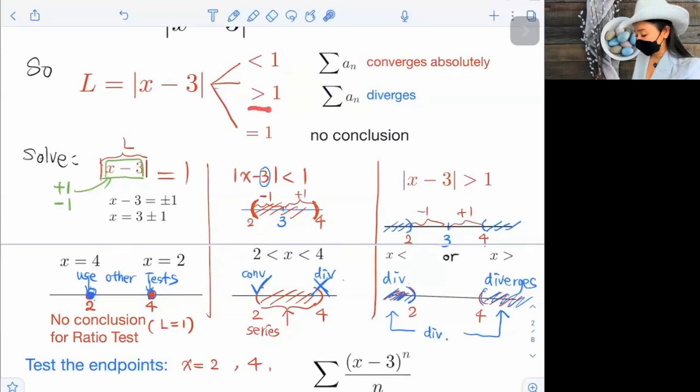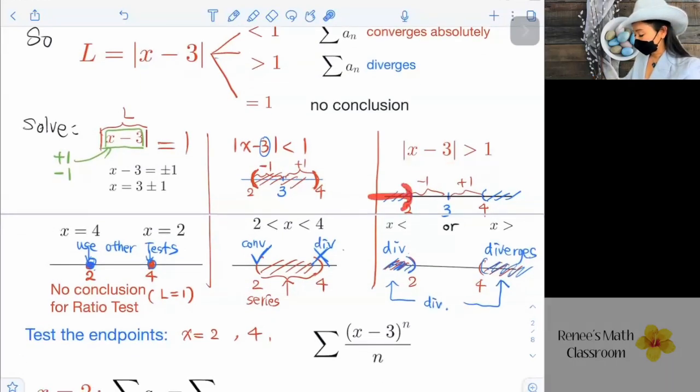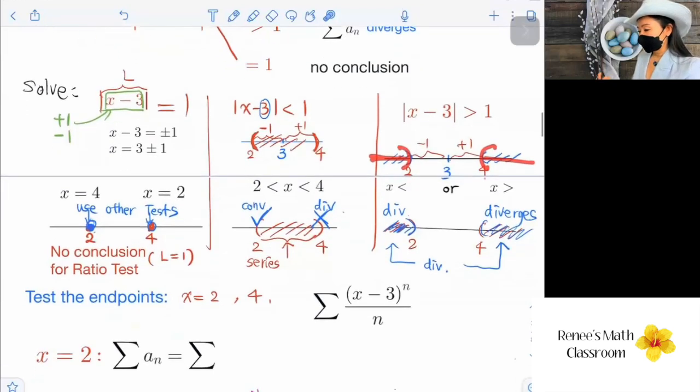If it's greater than 1, that will correspond to what? The outside, the part that's further away from the origin. Okay. Correspond to this part here and this part. So if it's on this side, then when x is what? Less than 2, okay.